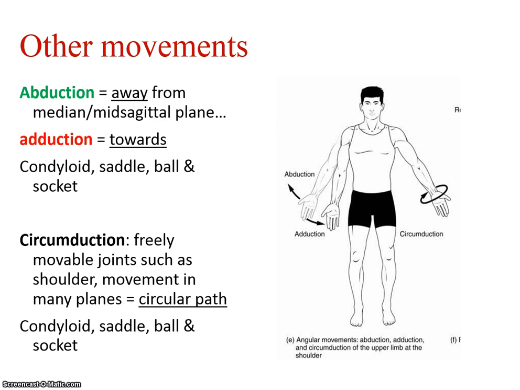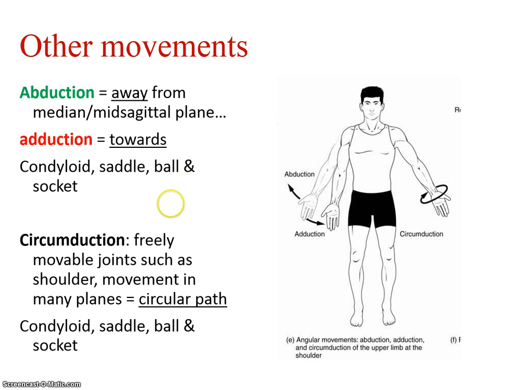So this process of abduction and adduction, so again, paired, opposites. When you abduct something, you take it away from the midline of the body. And when you adduct it, you bring it towards. So here I tell you that condyloid joints can do this motion. Saddle joints can do this, and so can ball and socket. But plane and hinge cannot, right?